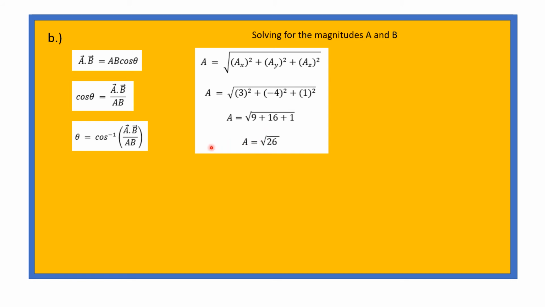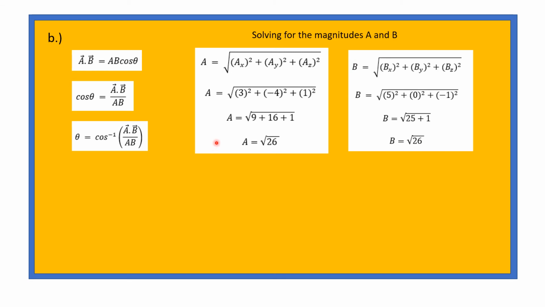So for B, the magnitude is the square root of bx squared plus by squared plus bz squared. So bx, remember, is 5, then squared plus 0 squared plus negative 1 squared. So we have 25 plus 1 equals square root of 26.